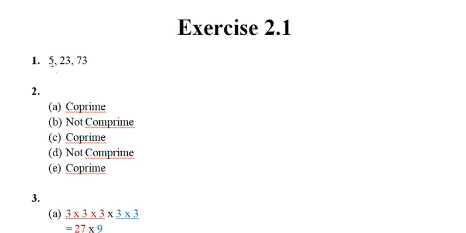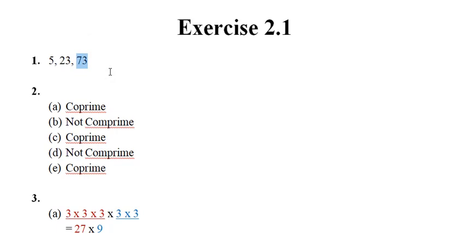So the first prime number is 5, and the second is 23. 27 is not a prime number because it has more than two factors. Its factors are 1, 3, 9, and 27, so it has four factors. Now 73, yes, 73 is a prime number because it has only two factors, 1 and 73, that is, the number itself.